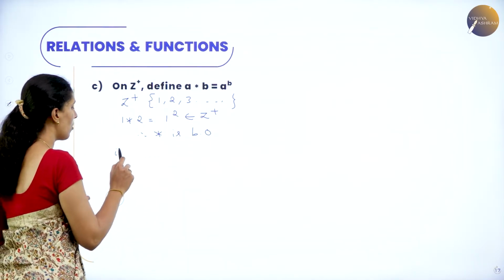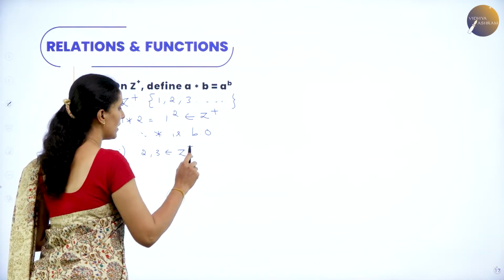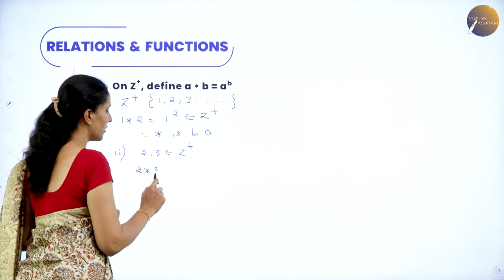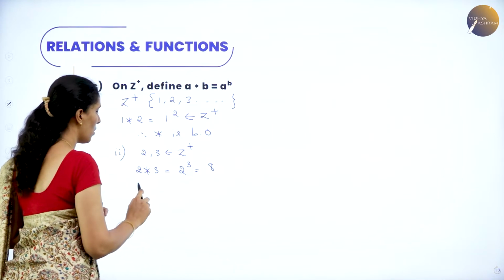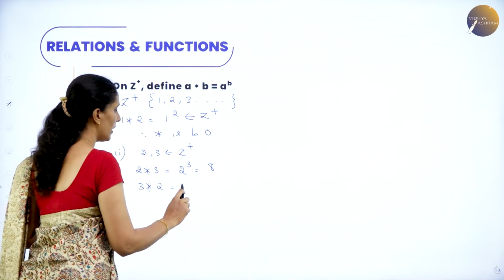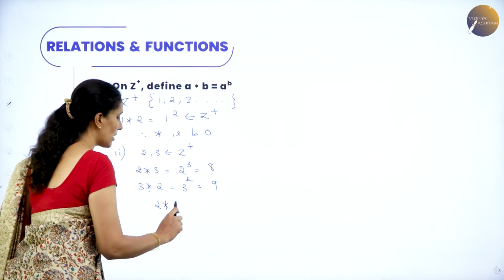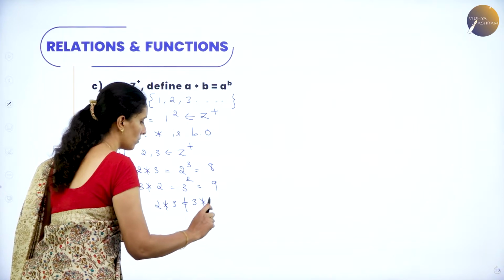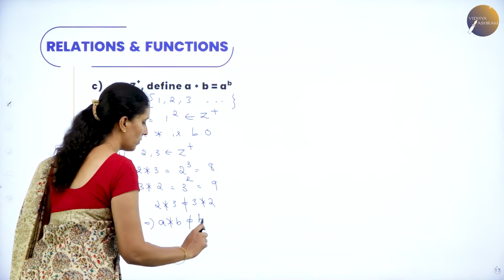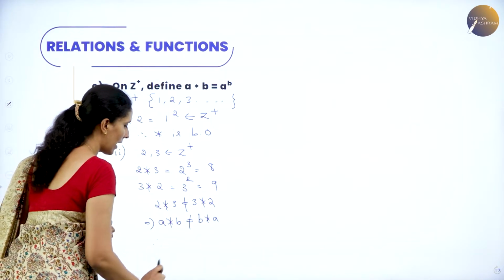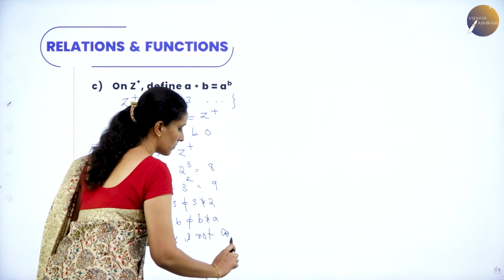Now let's see whether it is commutative or not. Take any example. Let me take 2, 3 belongs to Z plus. What is 2 star 3? It is 2 cube, which is nothing but 8. What is 3 star 2? It is 3 square, which is nothing but 9. So clearly we have 2 star 3 is not equal to 3 star 2. That means A star B is not equal to B star A. So therefore we can conclude star is not commutative.